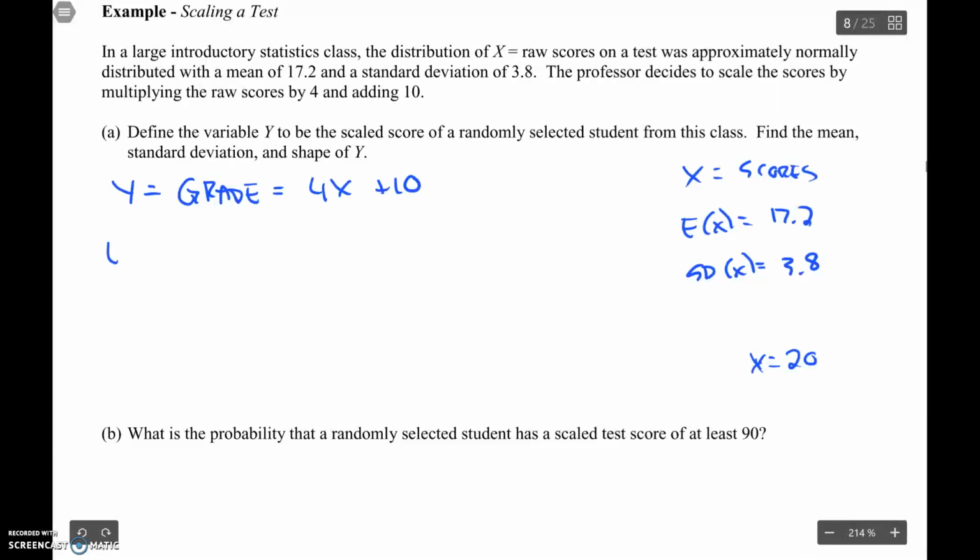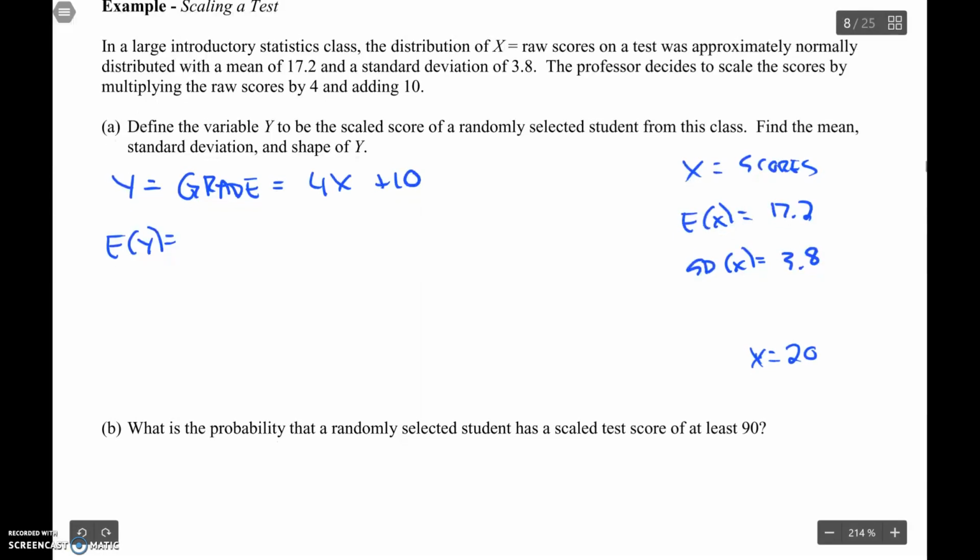So the mean, the expected value of Y, is going to be 4 times the expected value of X plus 10. Instead of using my calculator on the computer, I'm just going to use my phone calculator and do it real quick. 4 times 17.2 plus 10. So the average is going to be a 78.8.